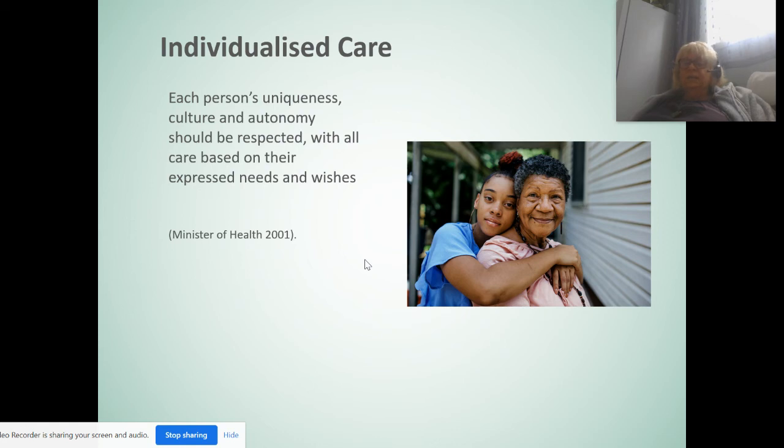So, in saying that, each person's uniqueness, culture, and autonomy should be respected, with all care based on their expressed needs and wishes. And we'll go through what you can do to help people express their needs and wishes going forward towards the end of their life. But it isn't a tick box exercise. A lot of people will want different things at different times, and the way they want things done will be different because everybody's different and unique.